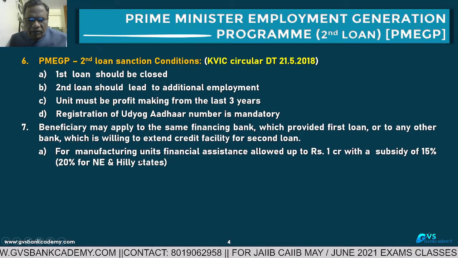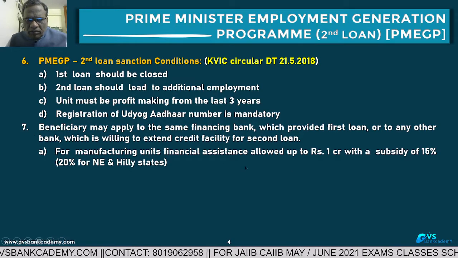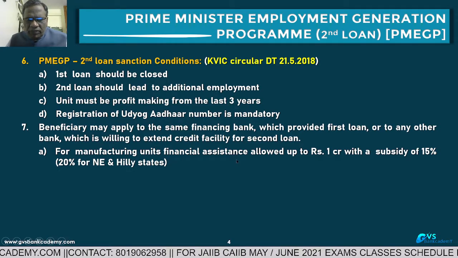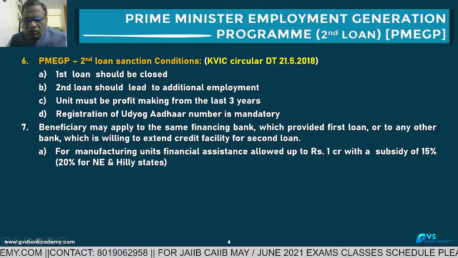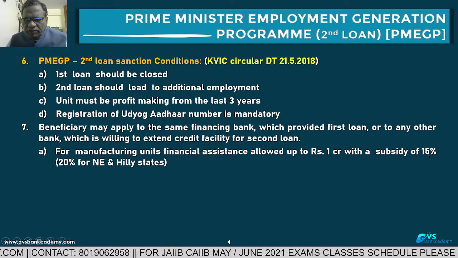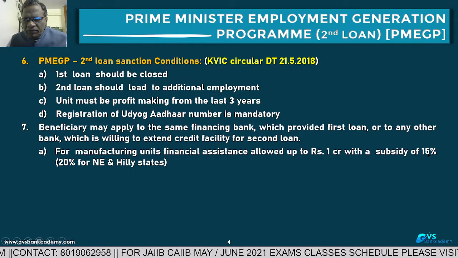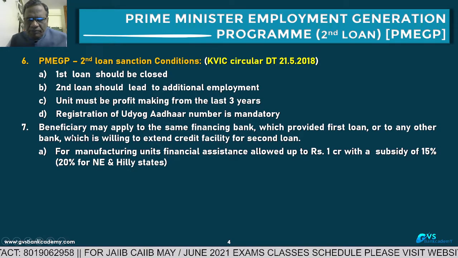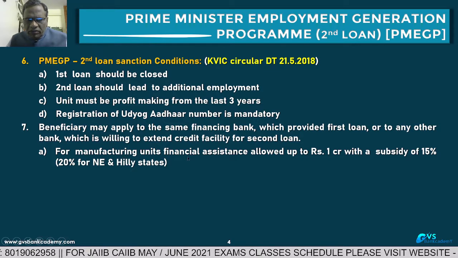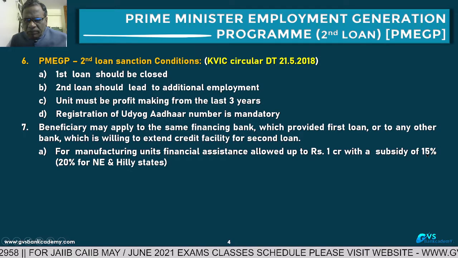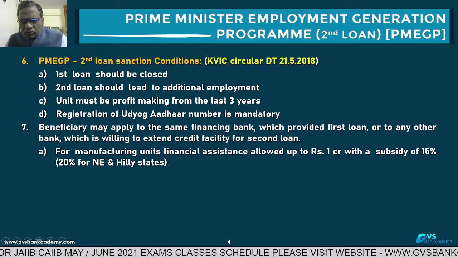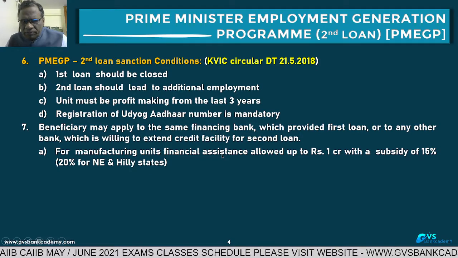For manufacturing units, under the second loan the party is eligible for financial assistance up to 1 crore. The subsidy is 15% in normal areas, and 20% in northeastern and hill areas. So with the second loan also, the party will get subsidy.